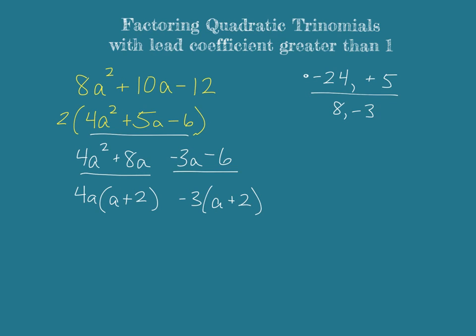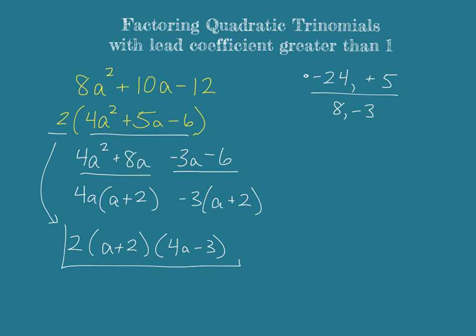Everything looks good. So the way that we do our final step is we write what was inside the parentheses and we write what was outside the parentheses. And of course, we have that 2 as the GCF from the very start. That needs to be in our final answer. And that is how you factor quadratic trinomials with our leading coefficient greater than 1.